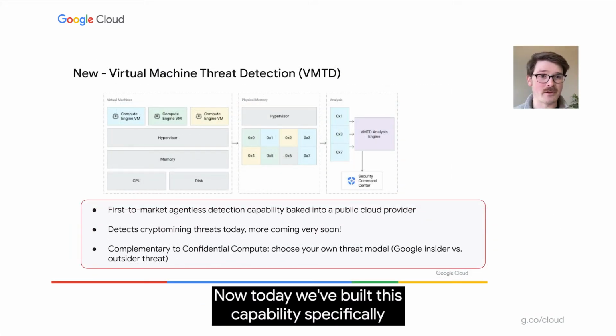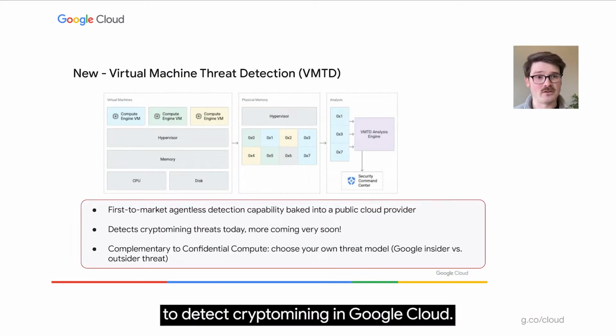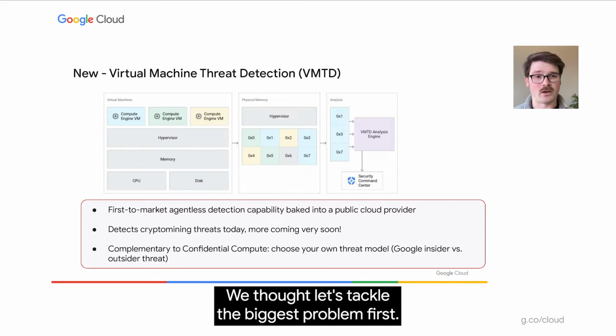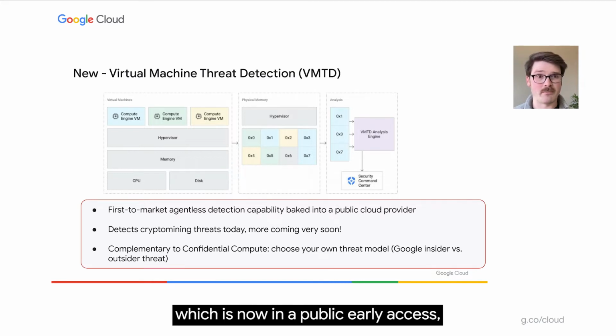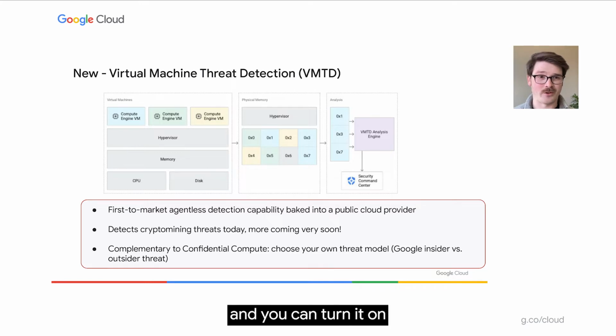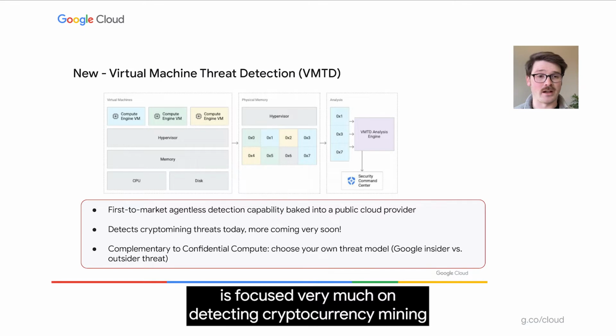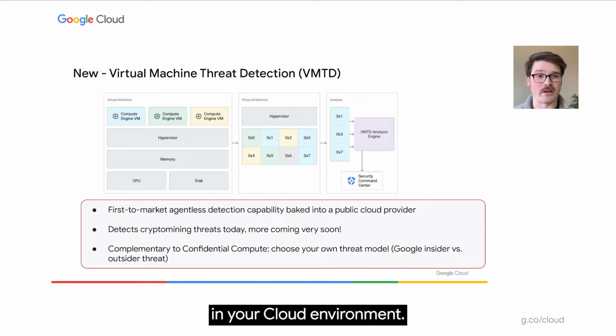Now, today we've built this capability specifically to detect crypto mining in Google Cloud. The Google Cybersecurity Action Team recently released a report that said 86% of compromised cloud instances are used for crypto mining. We thought, let's tackle the biggest problem first. And so the first release, which is now in public early access, and you can turn it on in your Security Command Center Premium console, is focused very much on detecting cryptocurrency mining in your cloud environment.